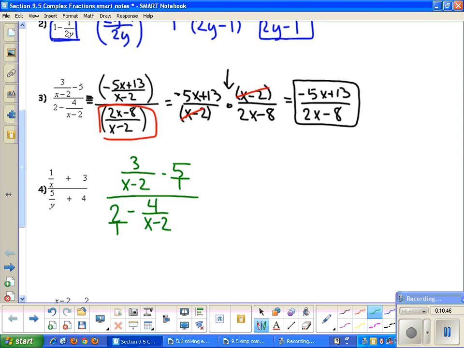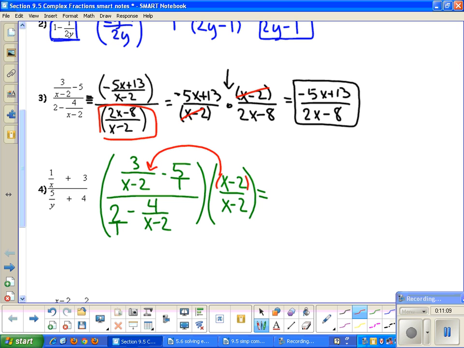So what I can do then is multiply both the numerator and denominator by my least common denominator of all of the denominators. So x minus 2 over x minus 2, because multiplying by 1 doesn't change my equation. And so I'm going to multiply this into each of my terms. So the first thing I'm going to do is take the x minus 2 here, and it gets multiplied by this term right here.